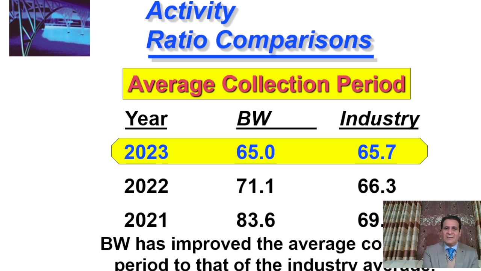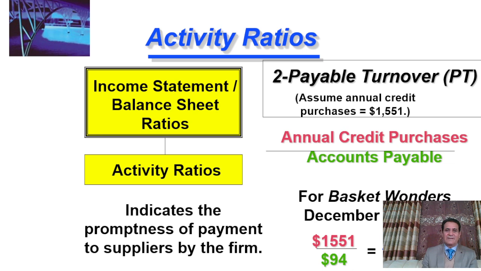You can compare this ratio again with the industry. The industry ratio is 65.7 and your ratio is 65 days. It means you are a bit better than your industry.